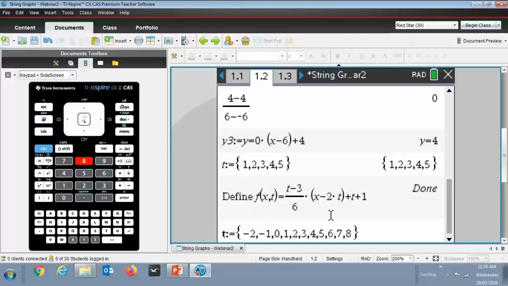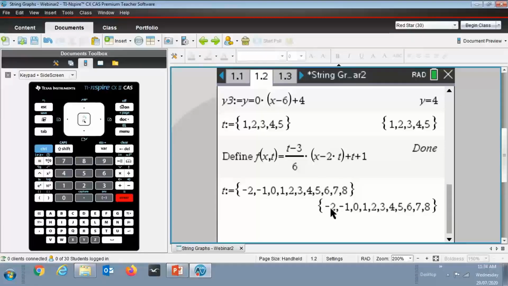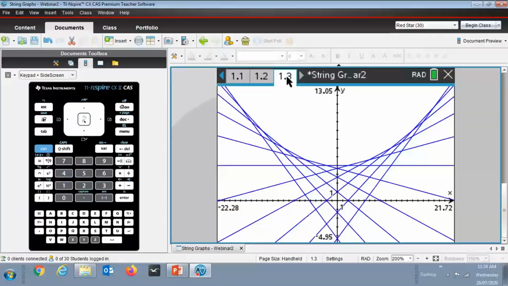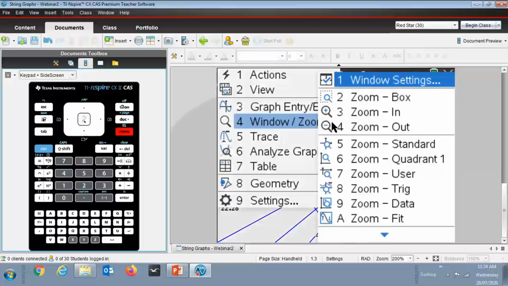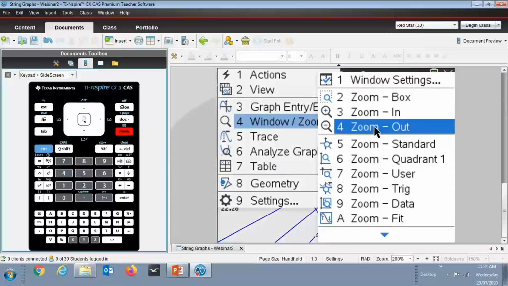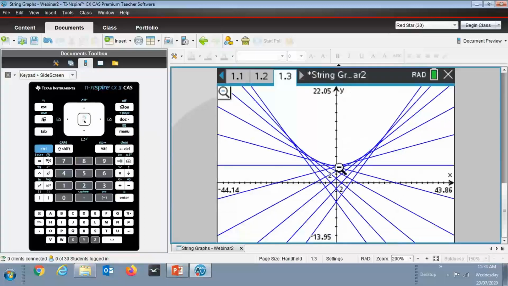and press enter. Now Nspire will remember those as the t values, and notice what happens when I go now to page 1.3. I've got many more lines. I've got a better idea of the shape. I could go to the menu. I can zoom out using that as my center, and a much better picture of the curvature that we have seen in Activity 1 and will see in Activity 2 appears.